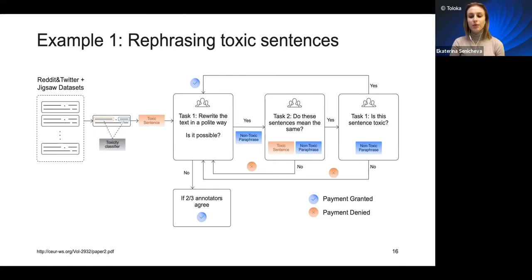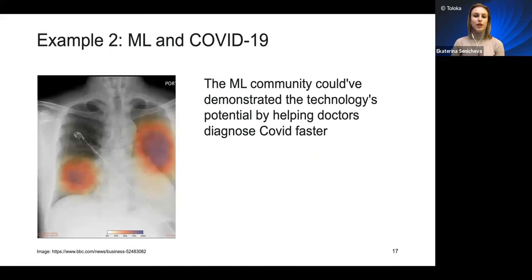Another example would be the COVID test. So the machine learning community could have demonstrated the technology's potential by helping doctors diagnose COVID faster. And on an X-ray shot here on the slide, you can see the result of one of the models which was about to be implemented into production. But everything is not so simple.